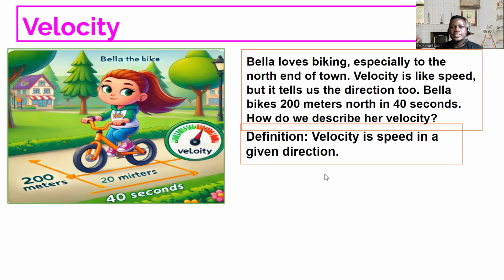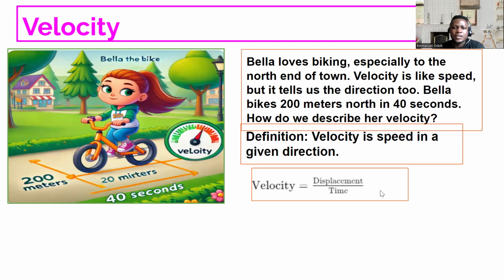So velocity is speed in a given direction. The formula for calculating velocity is displacement over time. Take note, it is quite different from the formula for calculating speed. Speed is distance over time.